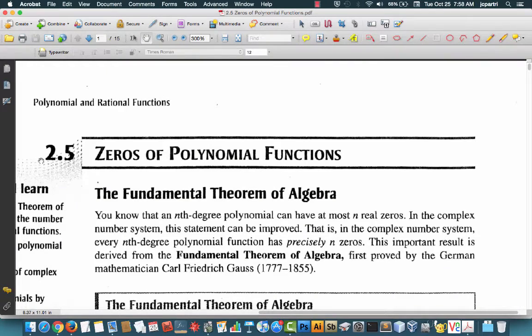So let's get into lesson 2.5. We're going to talk about zeros of polynomial functions.